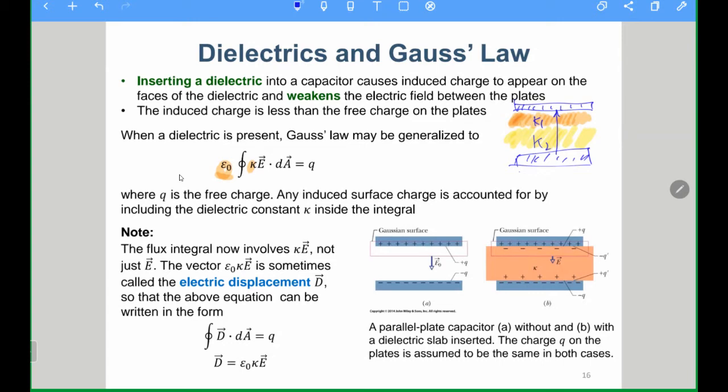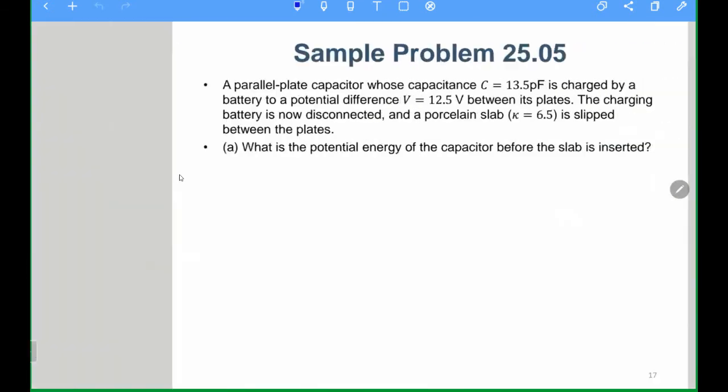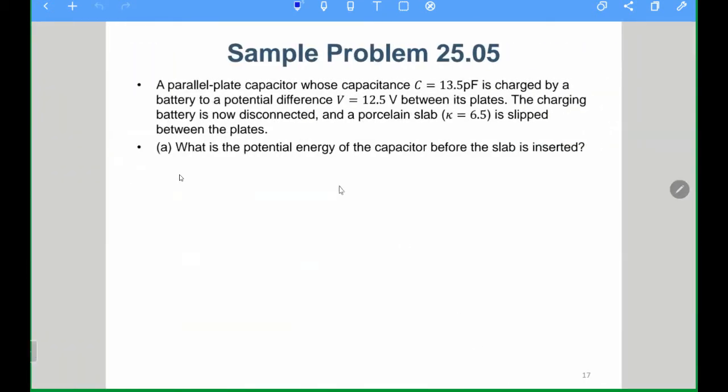So here let's take a look at sample problem 25.05. It says a parallel-plate capacitor whose capacitance C is charged by a battery to a potential V between its plates. The charging battery is now disconnected and a porcelain slab is slipped between the plates. What is the potential energy of the capacitor before the slab is inserted?